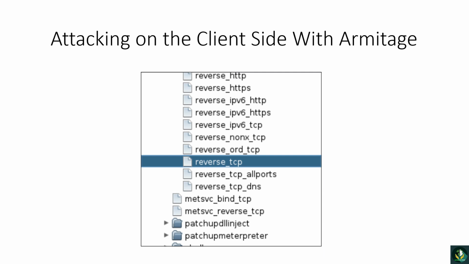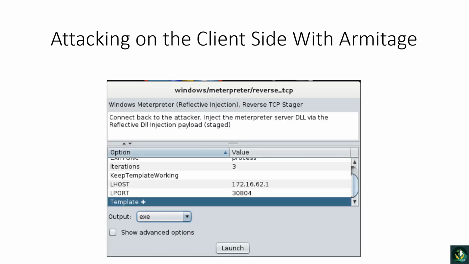In our current scenario, we will use the Meterpreter reverse TCP. So in order to use the selected payload, just double-click on the payload. Double-clicking on the selected payload will display a pop-up that shows all the settings that a particular payload requires. As you can see here, it will keep asking for your host, port, output and so on.